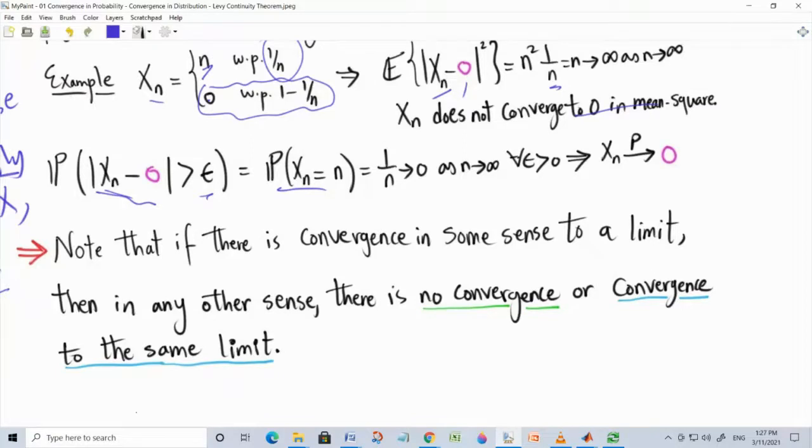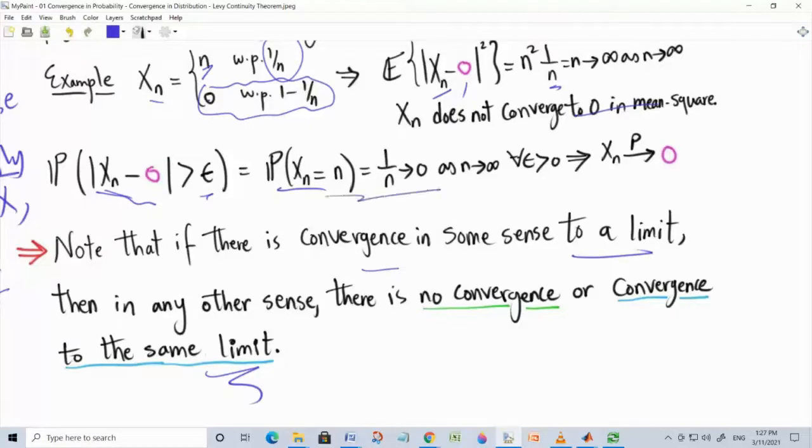It's the uniqueness theorem, which tells you, suppose that you have convergence to a limit in some sense. Like here in our example, we have convergence in probability to the limit big X equal to 0. Here it just happens that the limit is a degenerate random variable. If you examine any other sense of convergence, mean square, or almost surely, or distribution, or whatever, you have two cases. Either you don't have convergence, or if you have convergence in some other sense, it must be to the exact same limit.